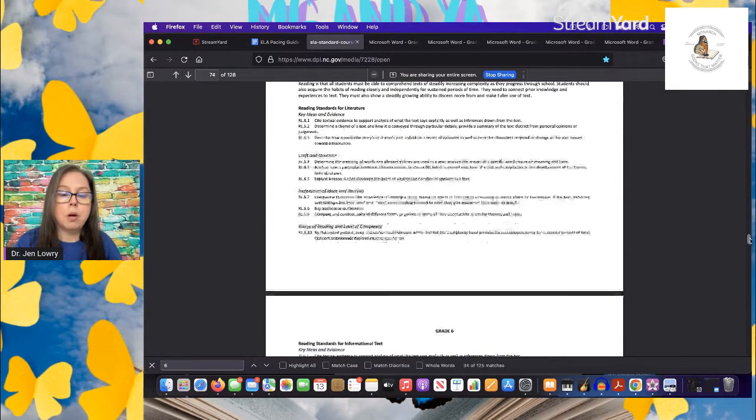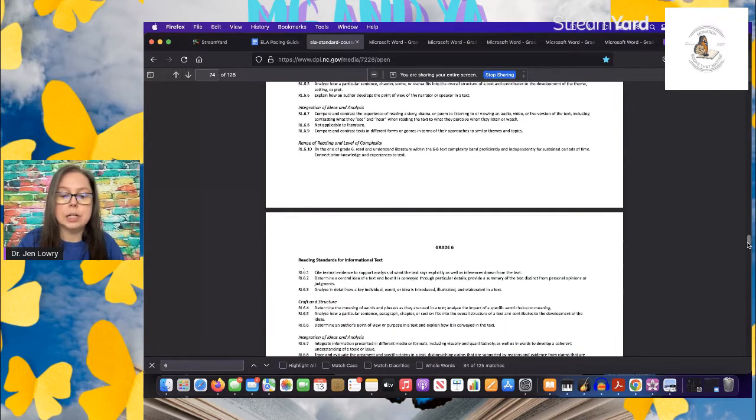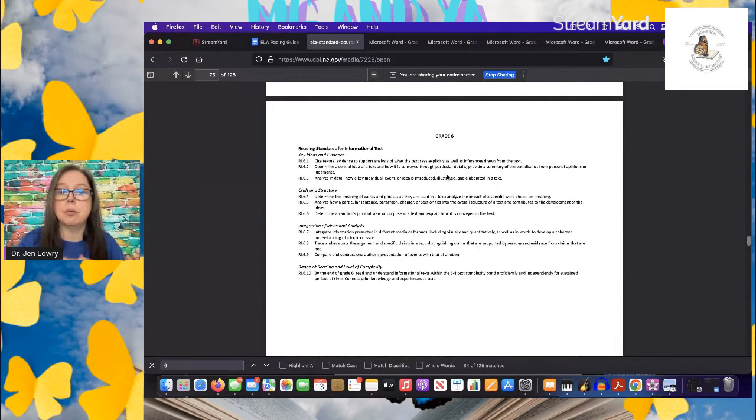So for all of our Monarch novels, I have pulled from these standards. If you keep scrolling, you're going to see reading standards for informational text. Now, when we build our text sets at Monarch, we are looking at how we can connect our literature to the text sets, the informational text and materials. So you will see these standards start to show up.